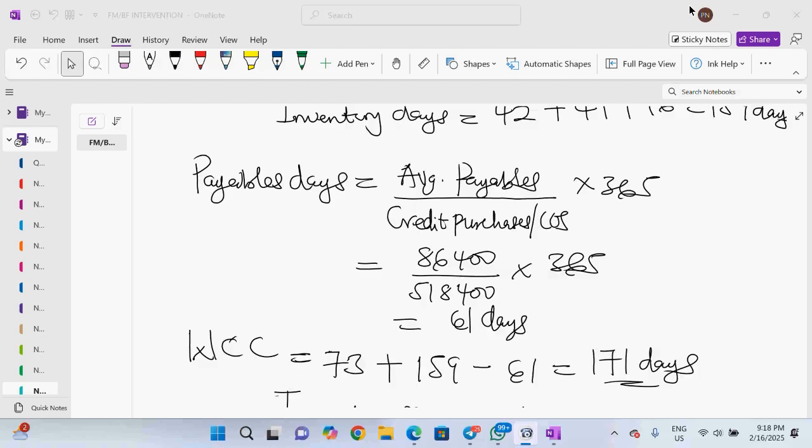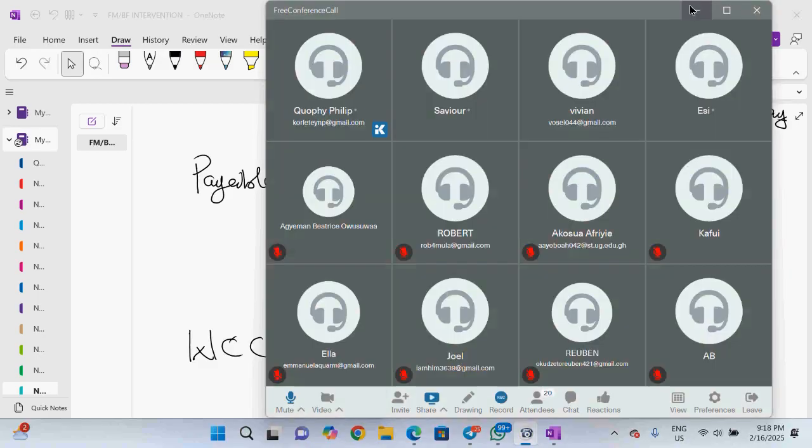Okay, so let's continue. We use credit purchases, right? If you don't get the credit purchases, then you can rely on the cost of sales, right? All right.